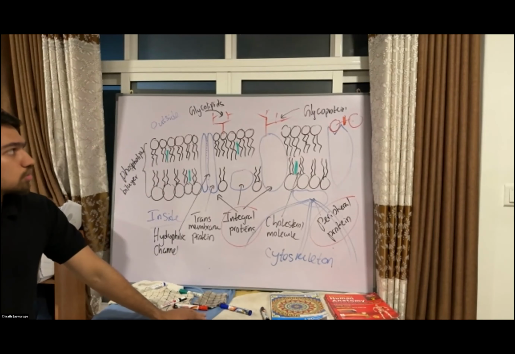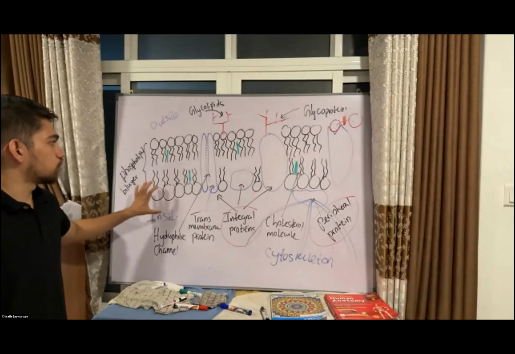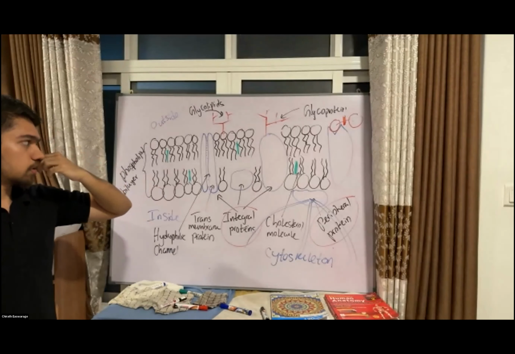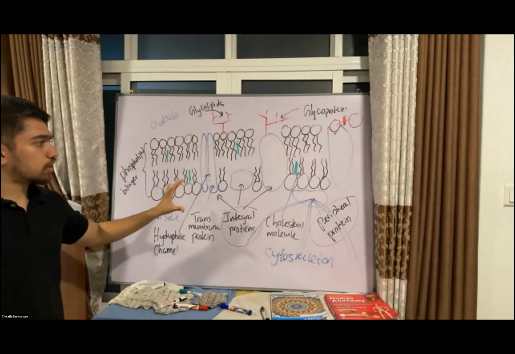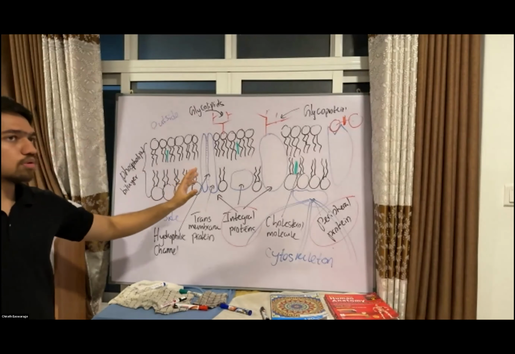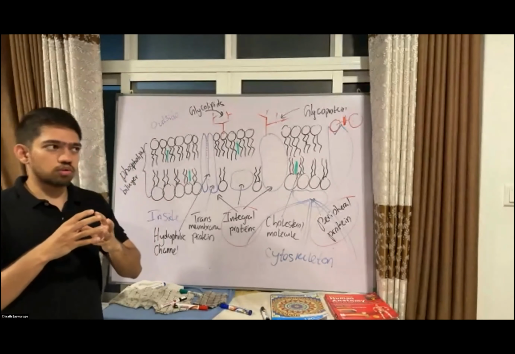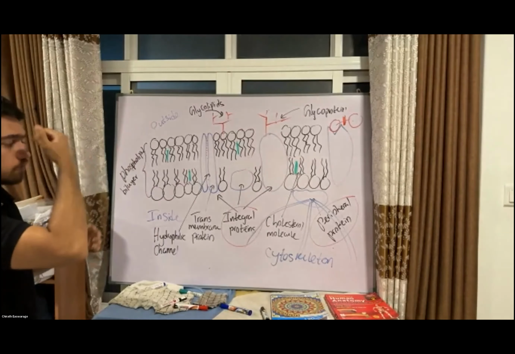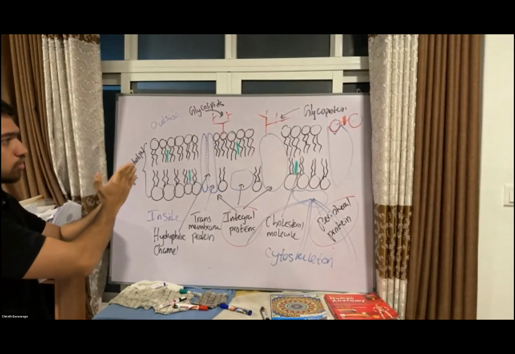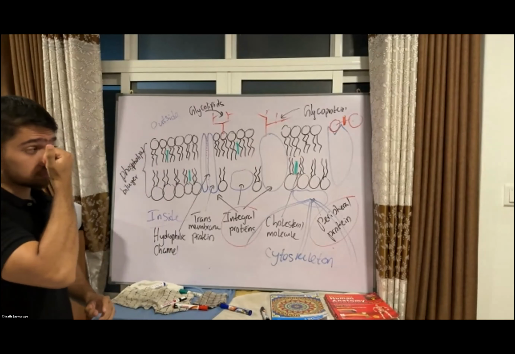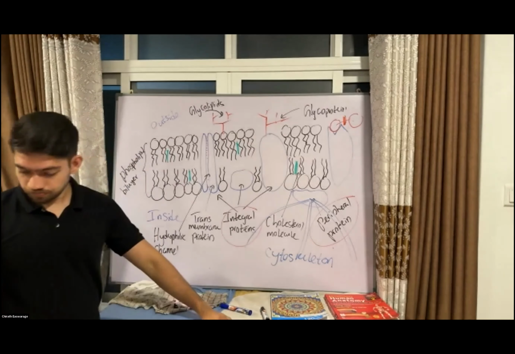So cholesterol does not provide fluidity, it maintains fluidity. Fluidity is by the phospholipids, right? As I told you, if your phospholipids are sort of building blocks, your cholesterol can come in between them and prevent them from interlocking with each other, right?